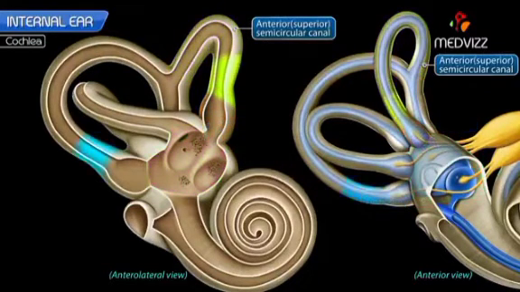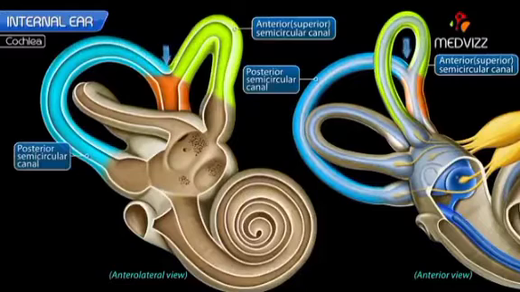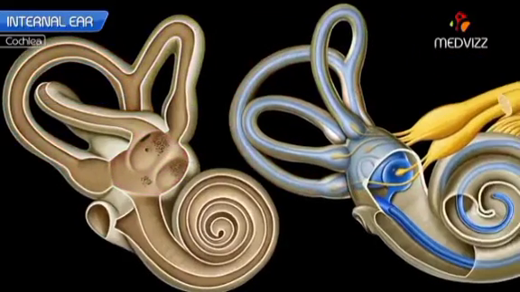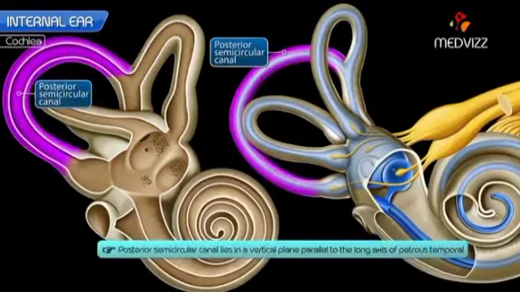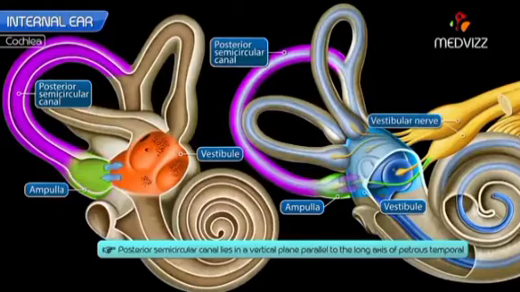Its posterior non-ampullated end unites with the upper non-ampullated end of the posterior semicircular canal to form the crus commune, which opens into the vestibule. The posterior semicircular canal also lies in a vertical plane parallel to the long axis of the petrous temporal. Its lower ampullated end communicates with the vestibule and is innervated separately by a branch of the vestibular nerve.